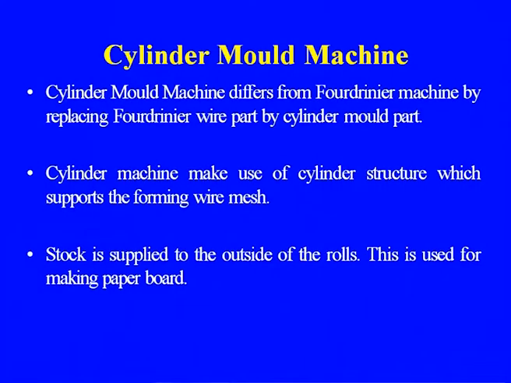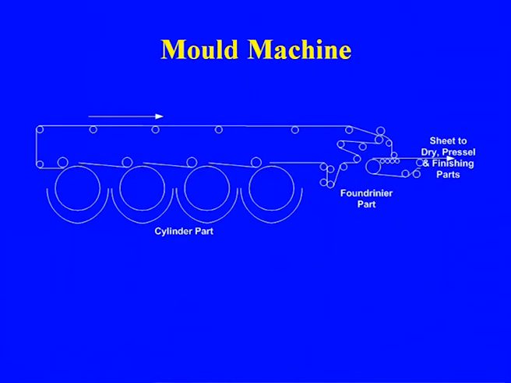This is another development, used when we are making triplex or duplex board. The cylindrical mold machine differs from the Fourdrinier machine by replacing the Fourdrinier wire part with a cylindrical mold, where the mat formation takes place. The cylindrical machine makes use of a cylindrical structure which supports the forming wire mesh. Stock is supplied to the outside of the roll. This is used for making paperboard. So this is a typical board machine.